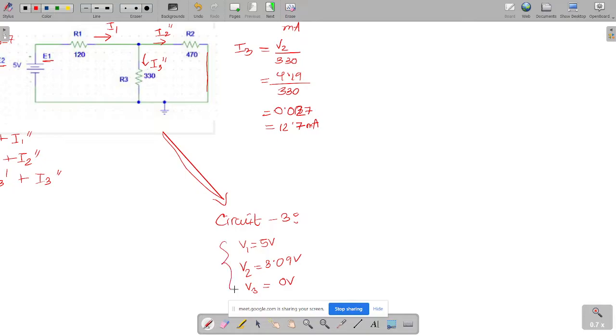So we have all the three node voltage values, and then we can easily solve I1 double prime, I2 double prime, and I3 double prime, right? So what about I1 double prime? What should be the formula? V1 minus V2. We can write it as 5 volt minus V2, which is 3.09, divided by 120 ohm. So what should be the value?